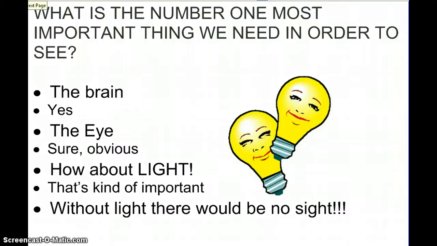Yes, we do need a brain. Yes, we do need an eye, obvious. But we need light. Without light, there would be no sight. No light, no sight. Because the light reflects off of objects and into our eye. If we don't have that reflection, then we don't have any sight. We're not seeing anything.